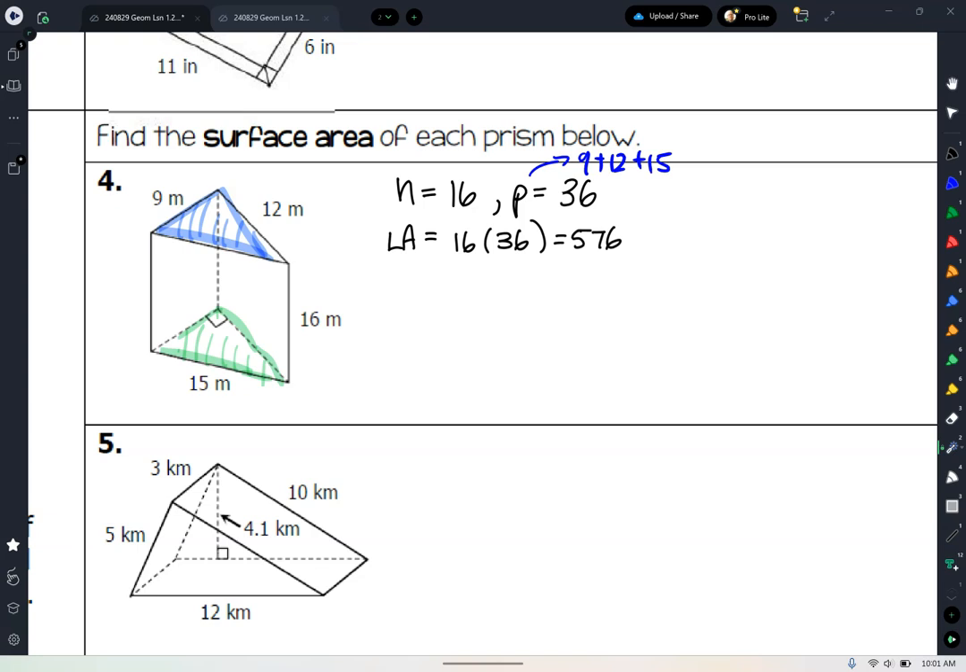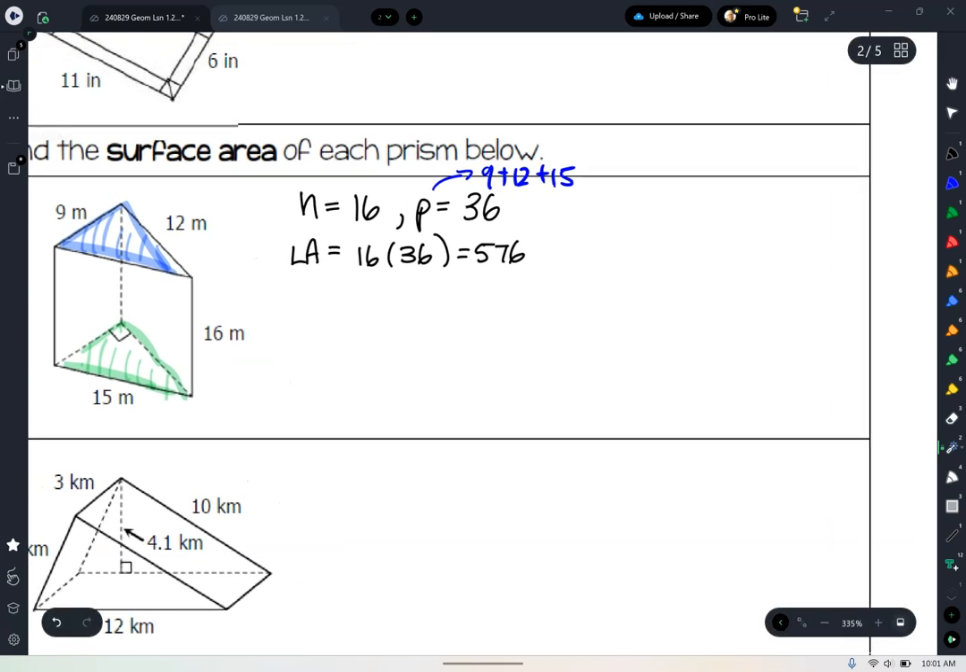The question I like to ask is why? Why does that work like that? Let's take a look at why that works like that, because that's what really makes geometry interesting.